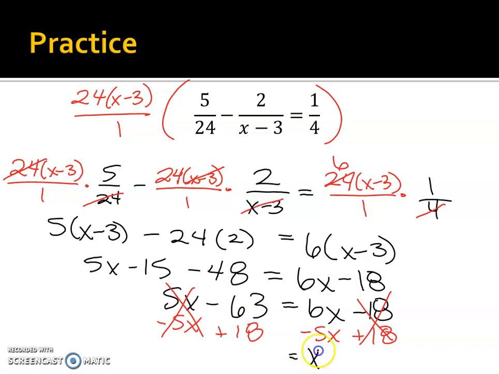Well, it's going to equal x. Now I just got to figure this out. So 63 minus 18 would be 45. So x would be negative 45 in this situation here. So our x value for this situation is negative 45.